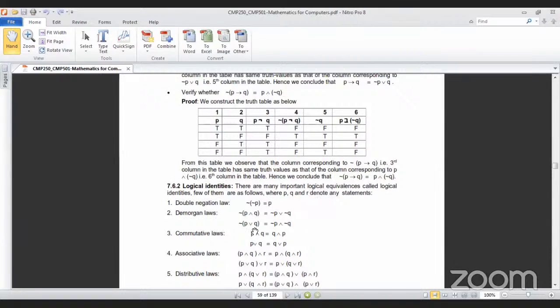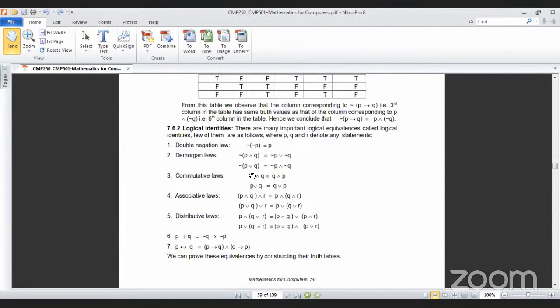The whole negation of P and Q will be represented in which form? Negation P or negation Q. This De Morgan's law is in set theory also. There we use complement. A union B, the whole complement, will give me A complement intersection B complement. In that form. Commutative law: P and Q is logically equivalent to Q and P.